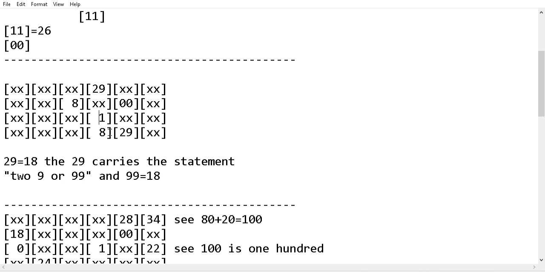So the sequence is 18 is equal to 29, and 18 and 29 is equal to 18. So remember that sequence, and it's a very important sequence.